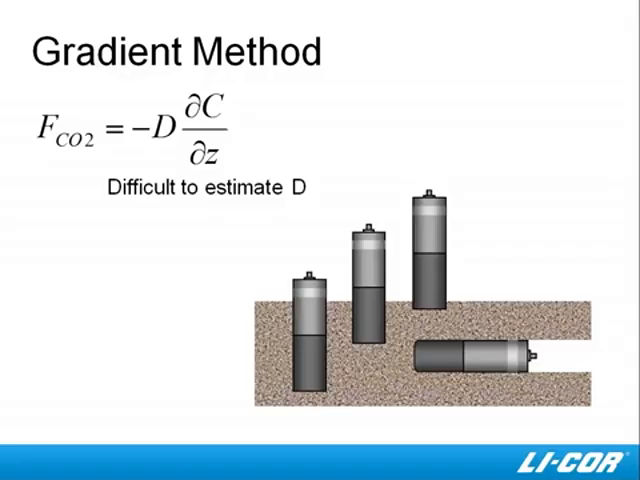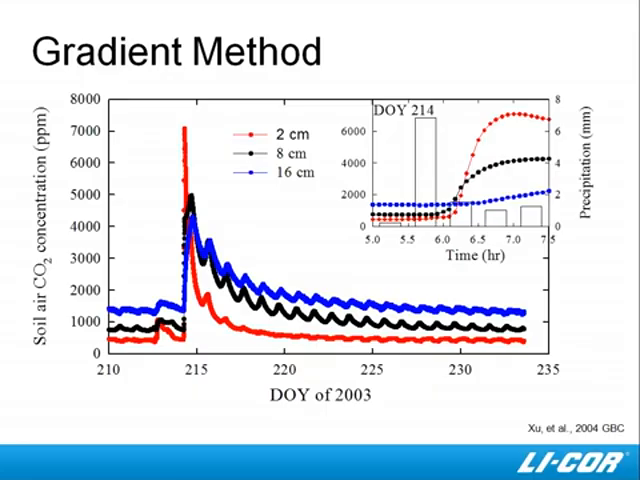The issue here is that it's very difficult to estimate this diffusivity term. D is a function of not only the structure of the soil porosity, but also the moisture content in the soil and the temperature of the soil gas, so it's constantly changing while you're trying to make these measurements. It leads to a lot of uncertainty in this technique.